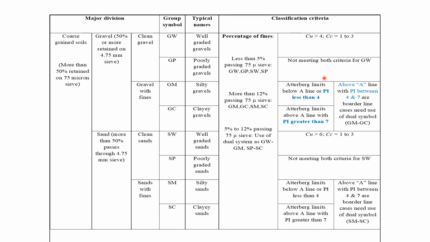Here we can see three things are there. This at Atterberg limits, below A line or PI less than 4. At Atterberg limits, now we have to keep in our mind the chart given by Casagrande, right? So below the A line, that is PI less than 4, on the Y axis, as we know that on Y axis plasticity index and on the X axis liquid limit is there.